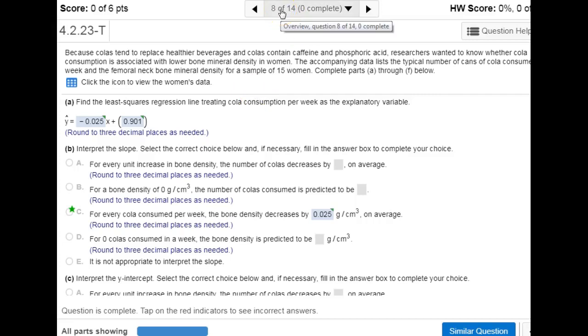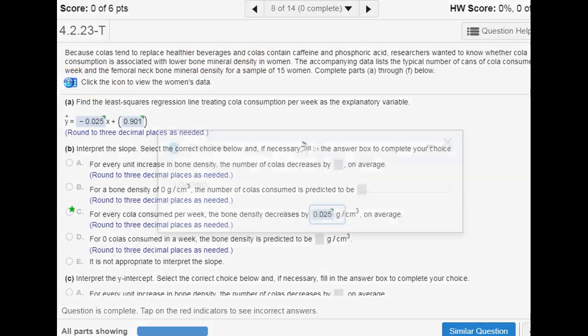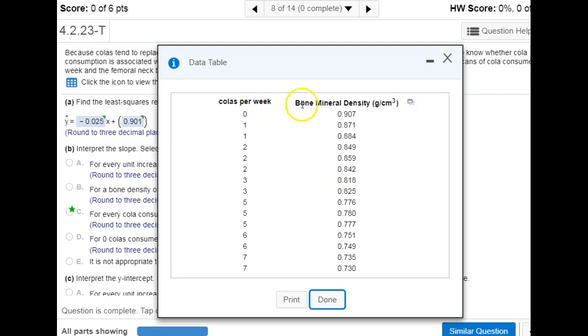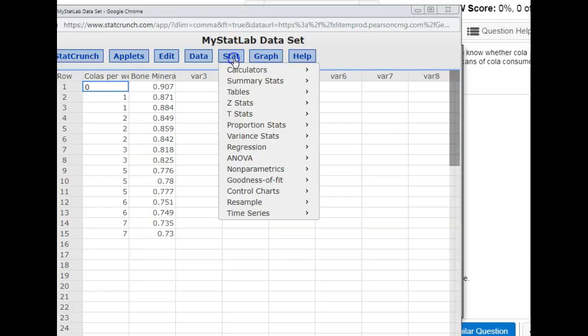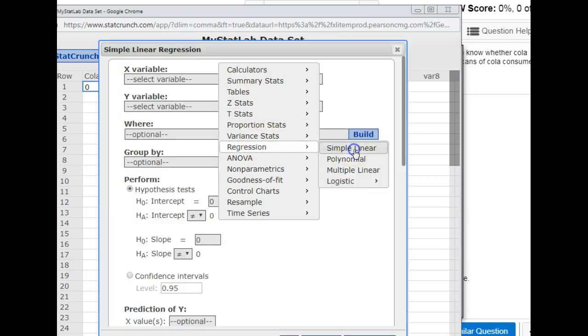For number 8, we're looking at the relationship between drinking colas and to see if that has an effect on the bone density of women. So we have a table of data here, and we're going to open it in StatCrunch. And the first thing we want to do is find our least squares regression line.